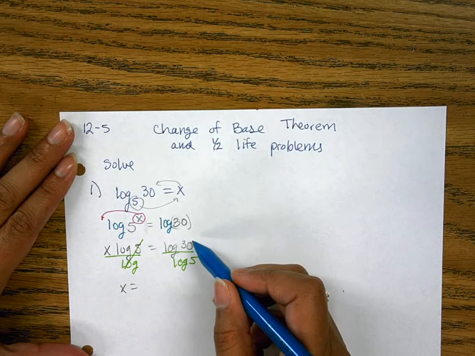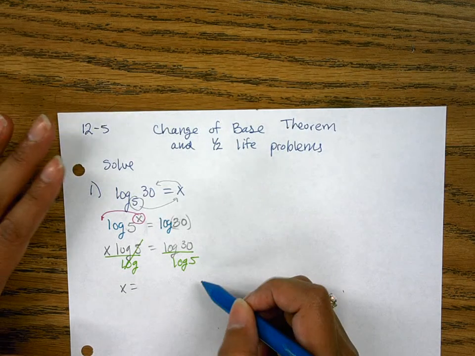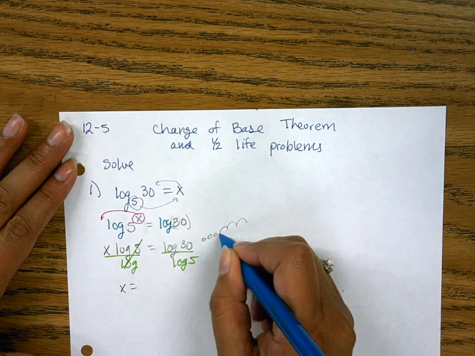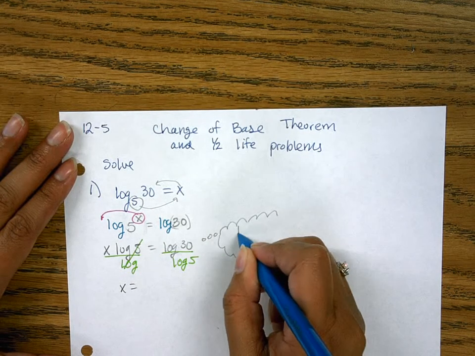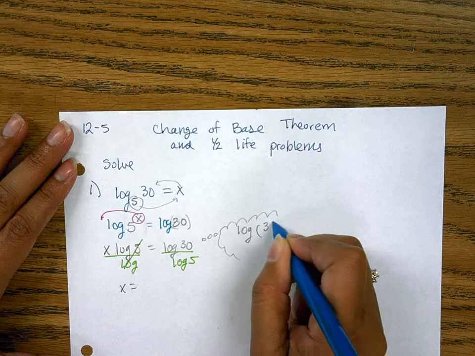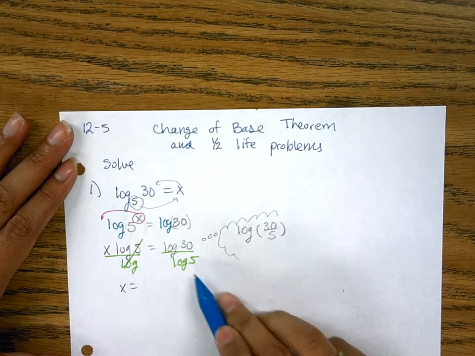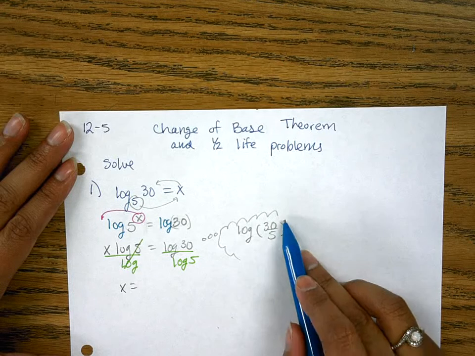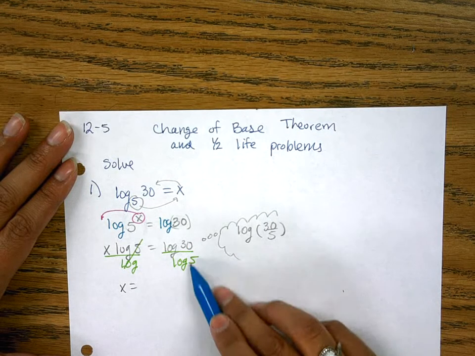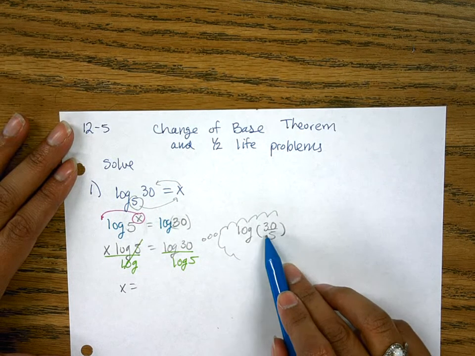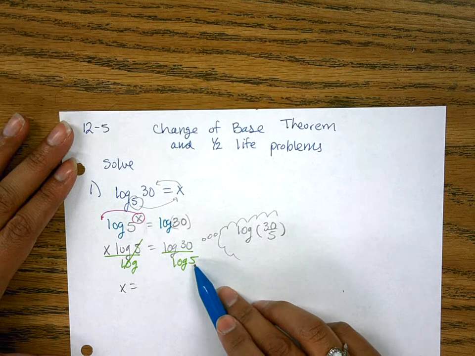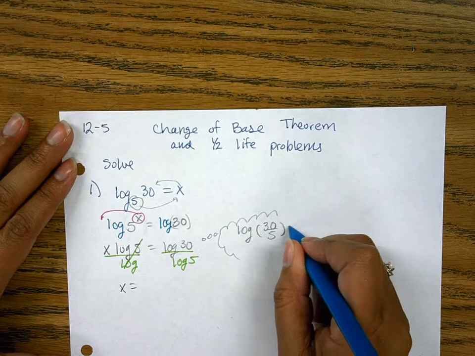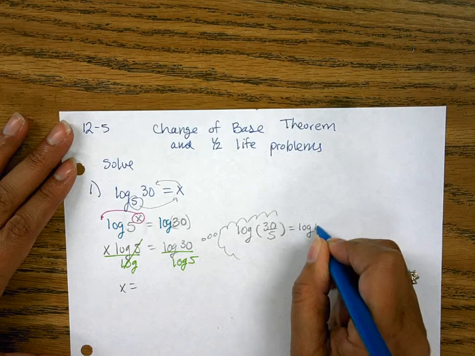Now, what you can and cannot do: when you type it in, you're going to type in log 30, close parentheses, divide log 5. Kids often ask, can I reduce the 30 and the 5? You cannot. Do you see the difference between these two? Log 30 over log 5 versus log of 30 over 5. This has two separate logs. This is log of a fraction. This is a fraction with two logs. These are two completely different things.